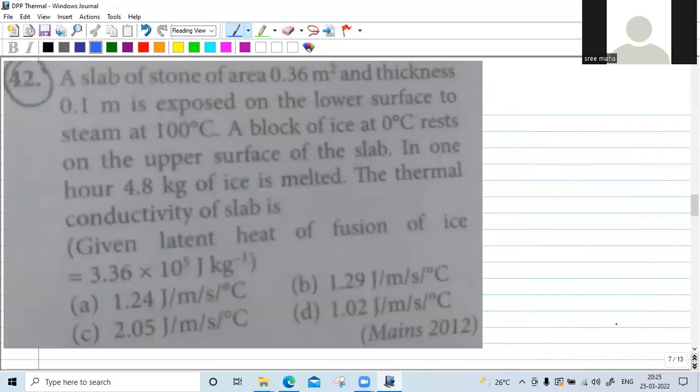The slab of stone of area and thickness is exposed on the lower surface to steam. The block of ice rests on the upper surface for 1 hour. This is a trivial question. Again, I have to use the same formula. Write the situation; there's only one case, no? Everything is there, so get the answer.